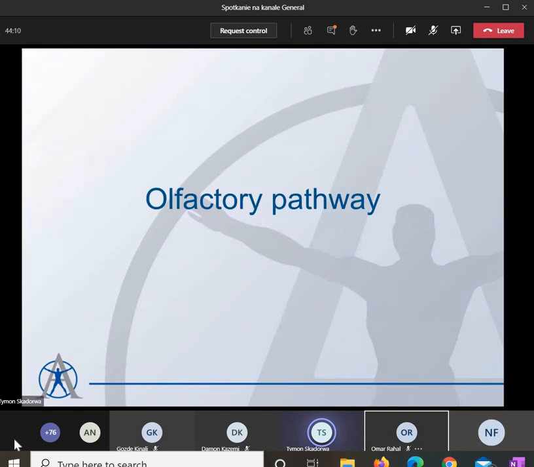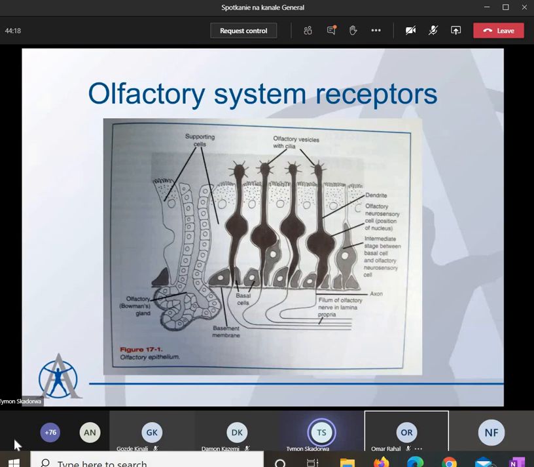And the last but not least for today is the olfactory pathway. So we talk about the smell sense. And this is something up to date because you know that the lack of olfaction may be one of the symptoms of COVID disease. So we should know the anatomical course of this pathway from the receptor, which is located in the nasal cavity.